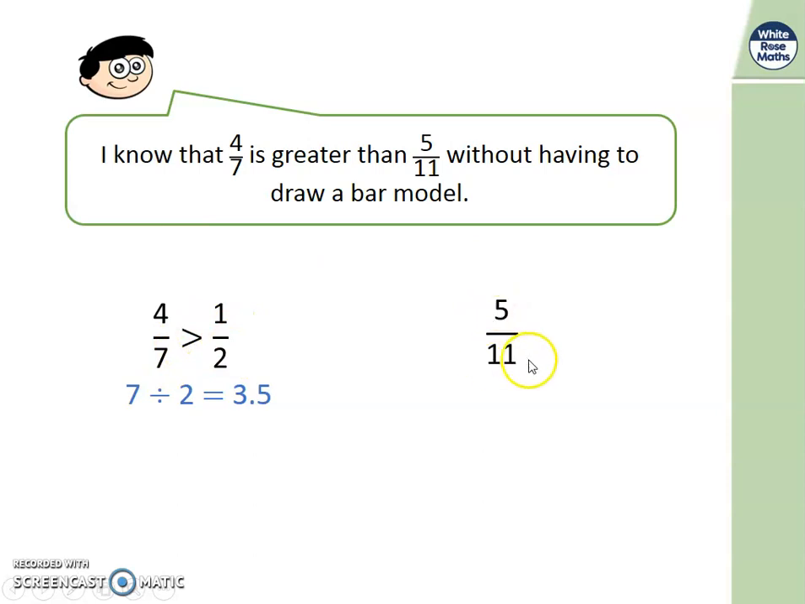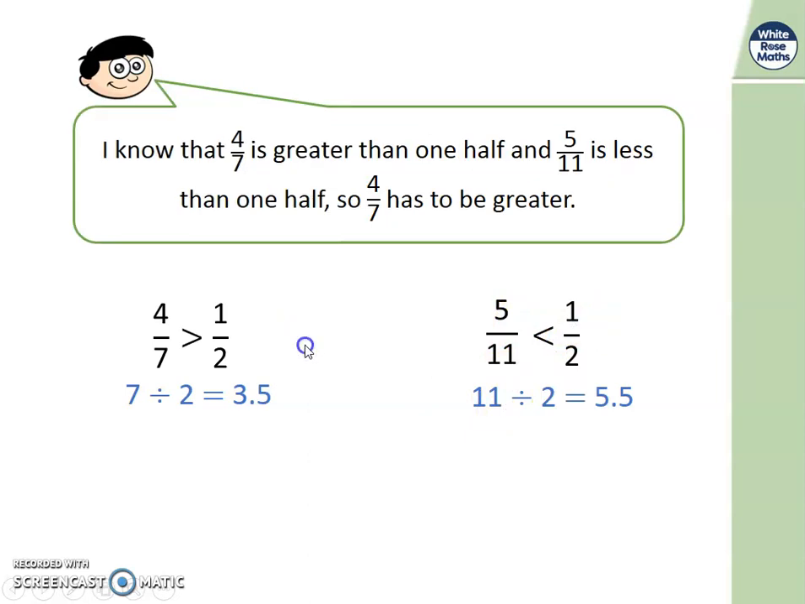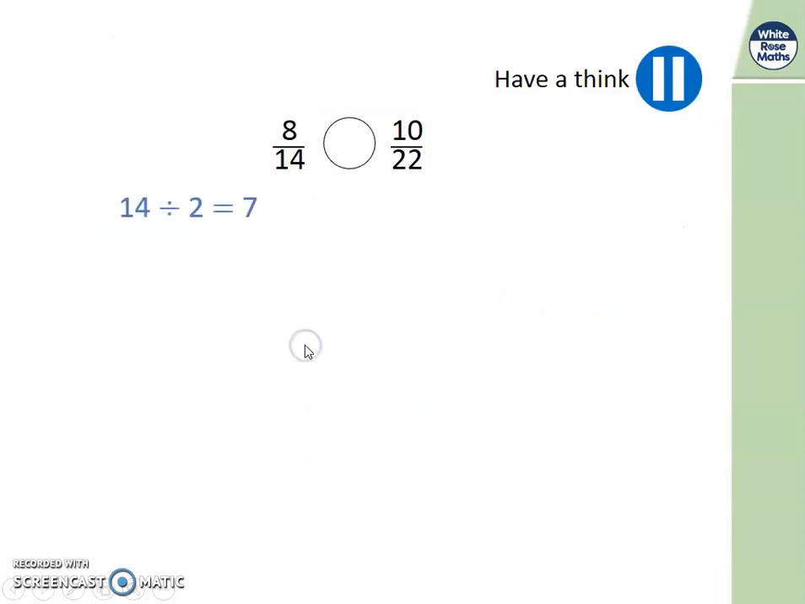What about 5/11? Well, if I take my 11 and halve it, I get 5.5. And this is 5. That's less than 5.5. So it's less than a half. Therefore, he's correct, isn't he? Let's have a look at it and apply it to this one.